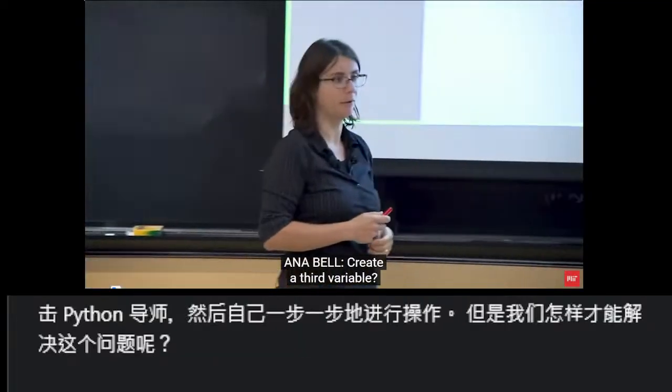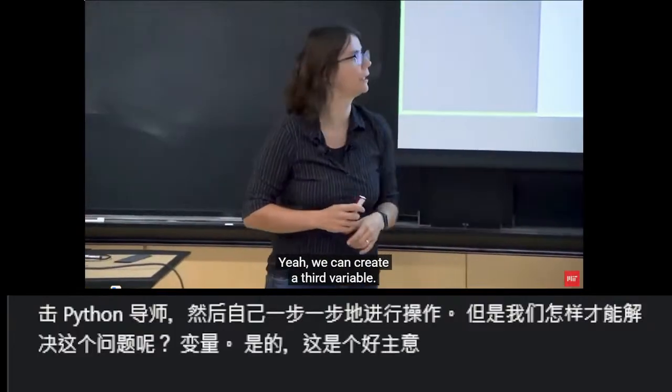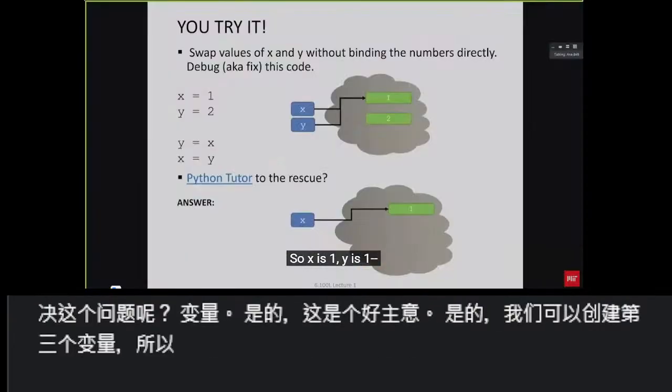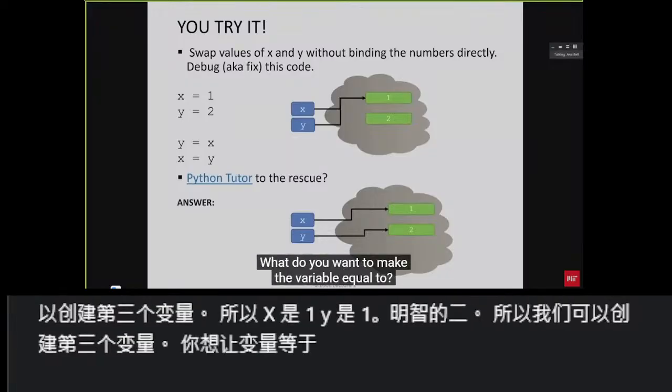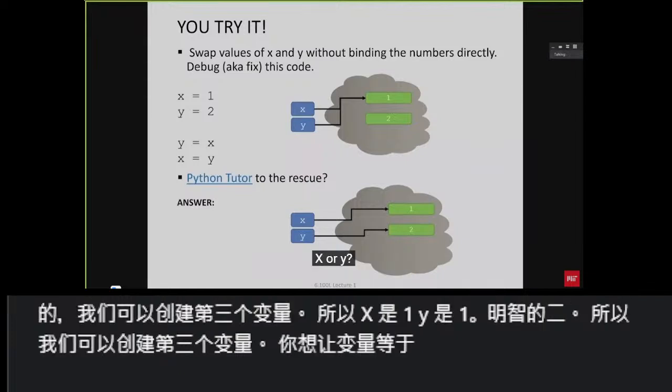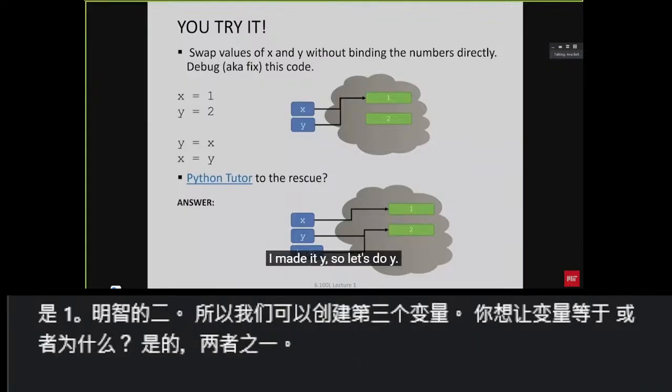Create a third variable. Yeah, that's a great idea. We can create a third variable. So x is 1, y is 1, y is 2. So we can create a third variable. What do you want to make the variable equal to? x or y? Yeah, either one. I made it y, so let's do y.